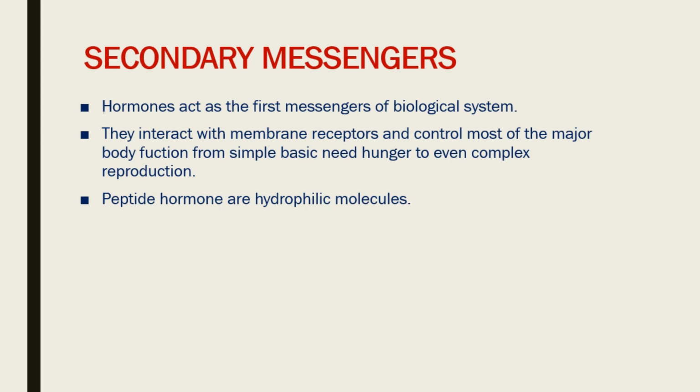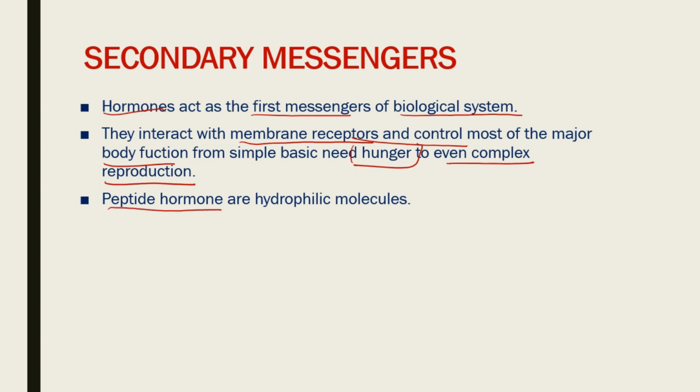So hormones act as a first messenger of all the biological system. That means hormones हमारी body में as a first messengers act करते हैं. They interact with the membrane receptors and control most of the major body functions, from simple basic need like hunger to even the complex body function like reproduction. ये सब हमारी body में hormones control करते हैं.